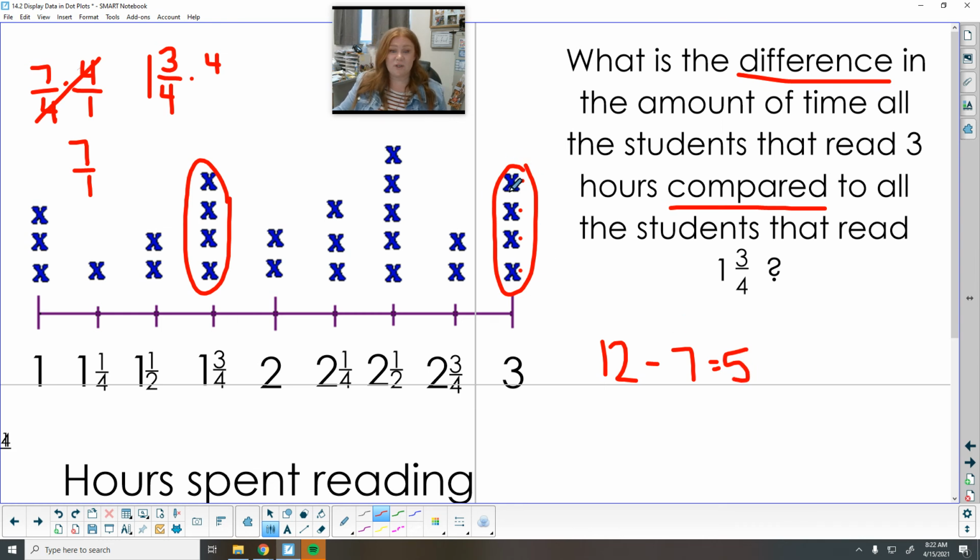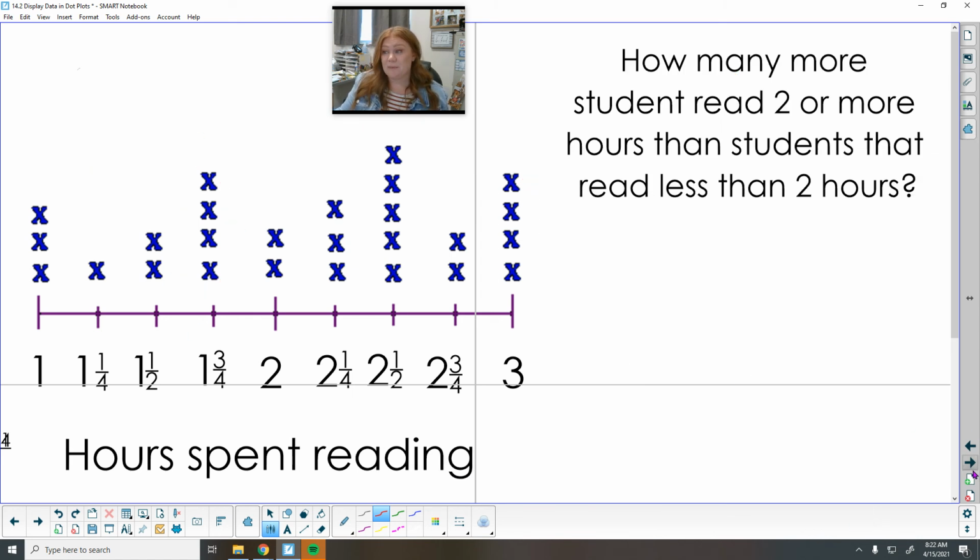So these 4 students spent 5 more hours than these students together. As you're reading these questions, you've got to decide, find the numbers on the bottom. What does that mean with these? What is the question asking me to do? You've got to really think about what data should I be using here, right? It's not just 3 minus 1 and 3/4. It didn't say what's the difference in this minus this. It said all of these students' time compared to all of these students' time.